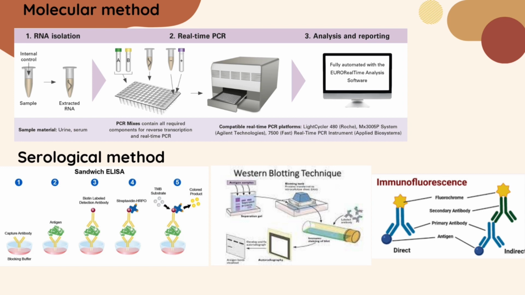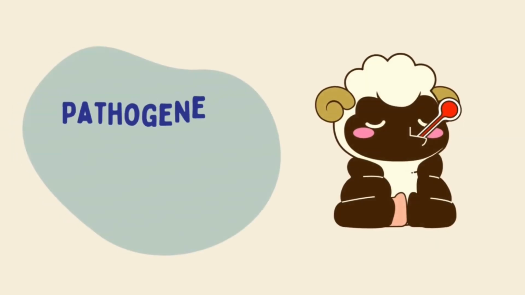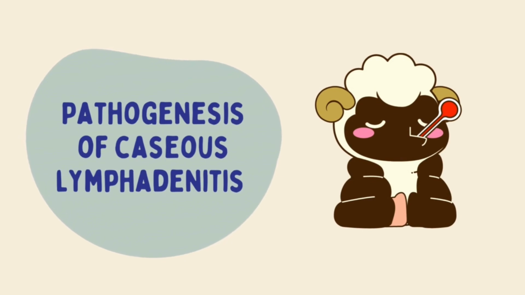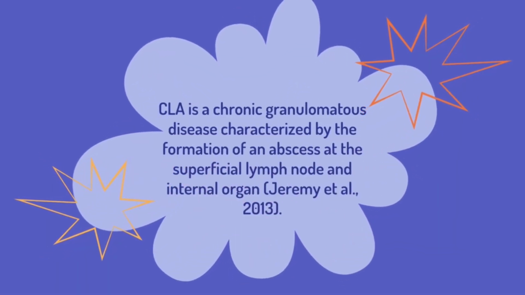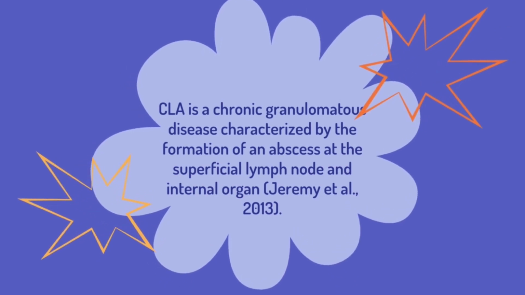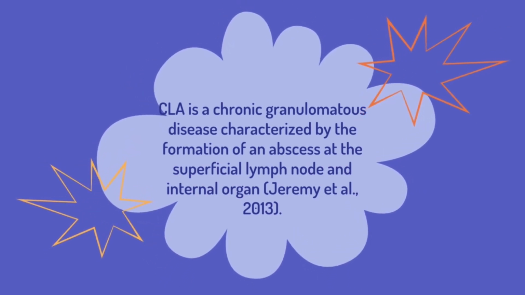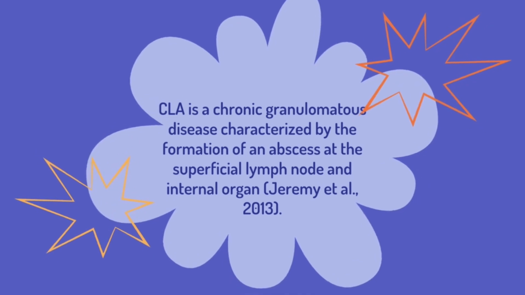And the last method is immunofluorescence, where it involves the use of fluorescently labeled antibodies to detect the presence of specific antigens. It is a sensitive method for visualizing the bacteria in the clinical sample. The pathogenesis of Caseous lymphadenitis. CLA is a chronic granulomatous disease characterized by the formation of abscesses at the superficial lymph nodes and internal organs, by Jeremy 2013.